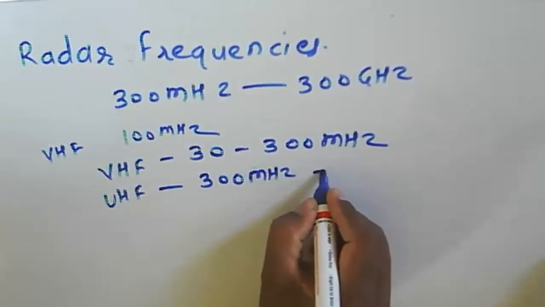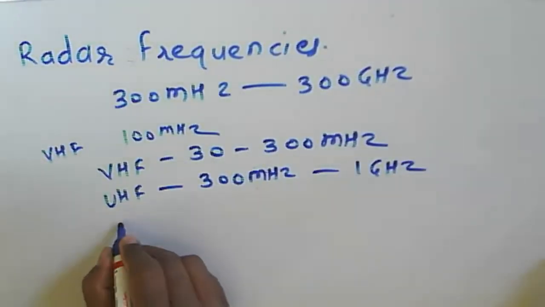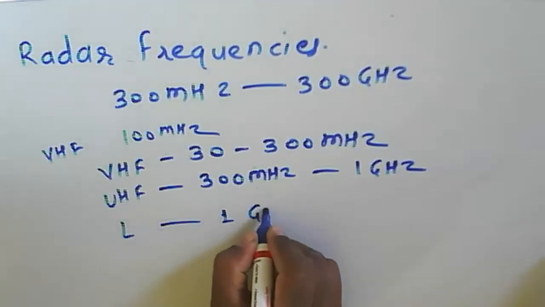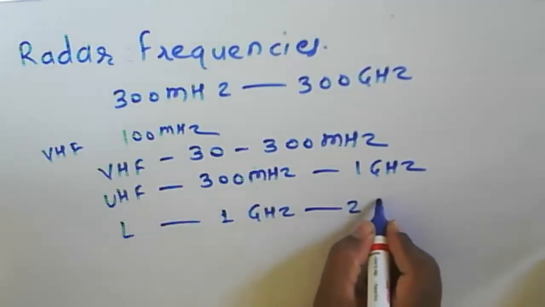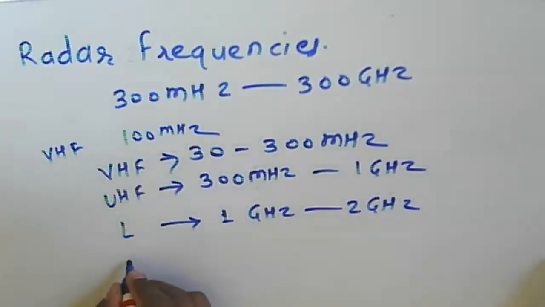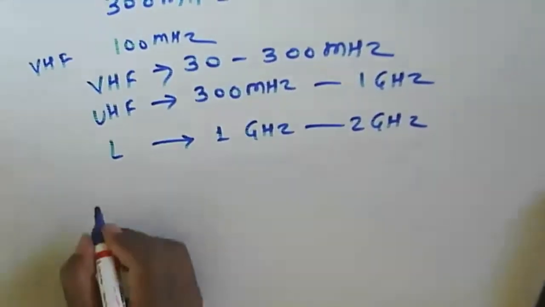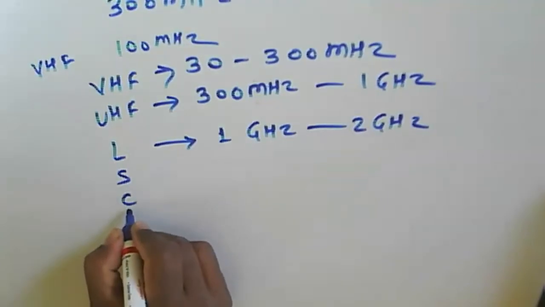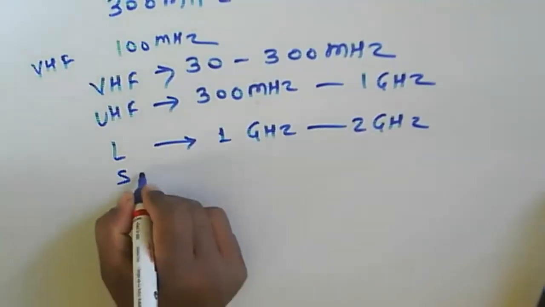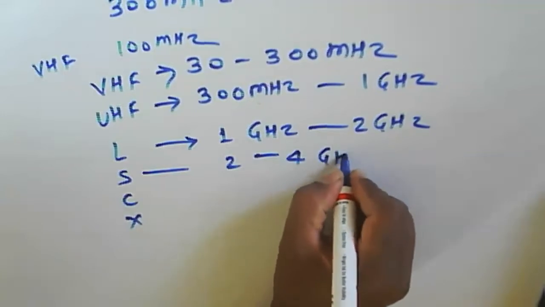300 megahertz to 1 gigahertz. And then L band, which is about 1 gigahertz to 2 gigahertz. Then S, then C. Okay, L, S, C. After that X. This one is about 2 gigahertz to 4 gigahertz.